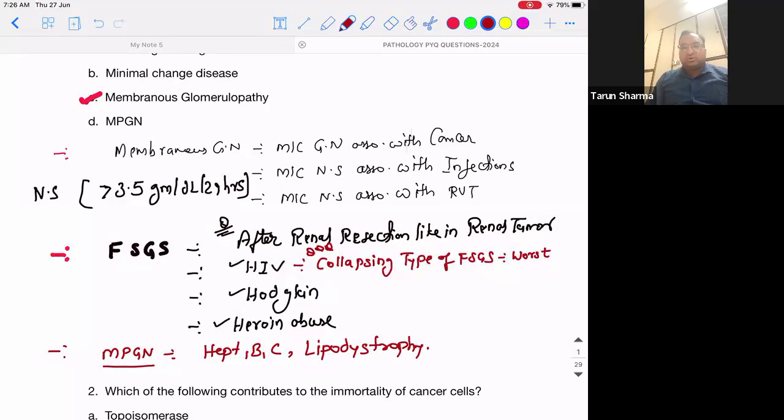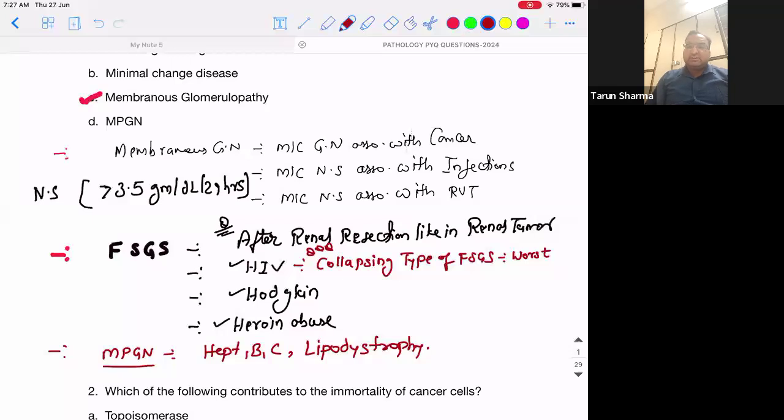Primary means you don't know the exact cause of the condition. Most nephrotic syndromes will be idiopathic in nature. But sometimes you will get the answer why there is a nephrotic syndrome. MPGN will be there due to hepatitis B, C, and lipodystrophy cases. FSGS can be there in any individual due to secondary causes like HIV, Hodgkin's, heroin abuse, or after some kind of renal surgery. And membranous will be commonly seen after cancers, like solid cancers of organs such as lung cancer or breast cancer, and after infections.